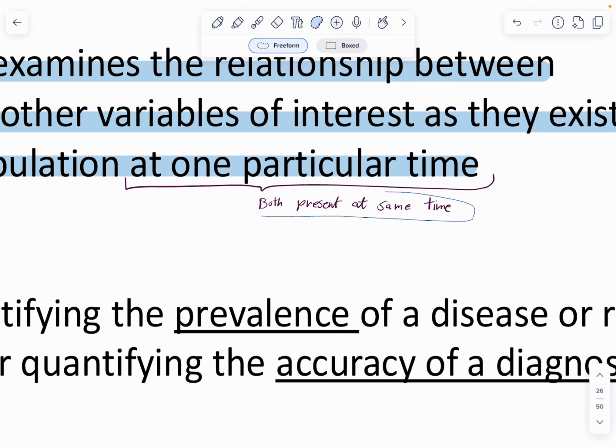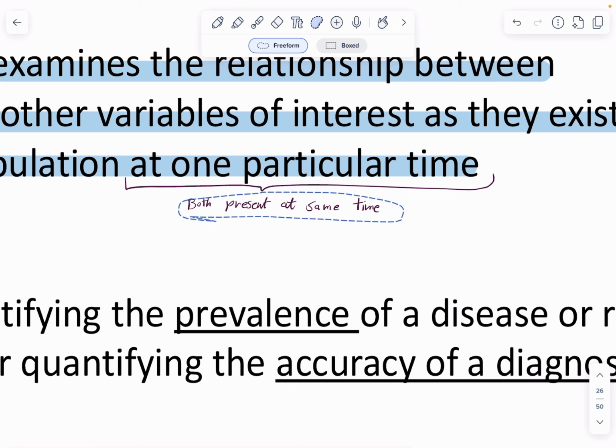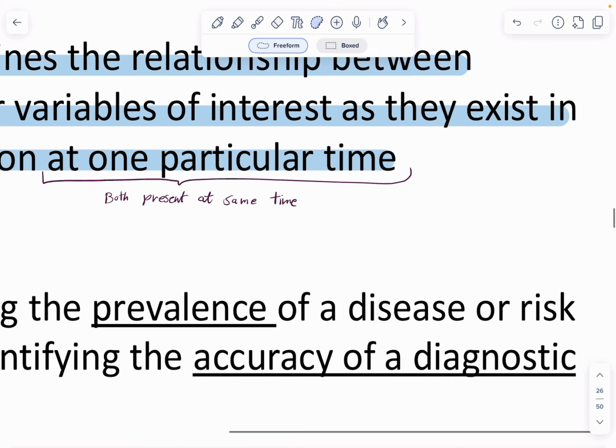Cross-sectional, you understand? In the labs, you do a cross-section of something. A cross-section is like cutting something horizontally, not longitudinally. So here it makes sense, because both of them are present in the present, at the same time, simultaneously. If we take a cross-section, we will get both things together.